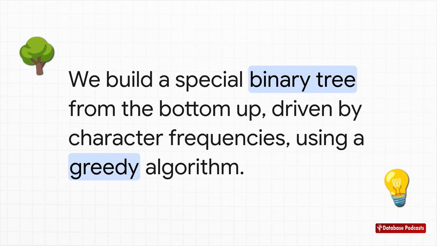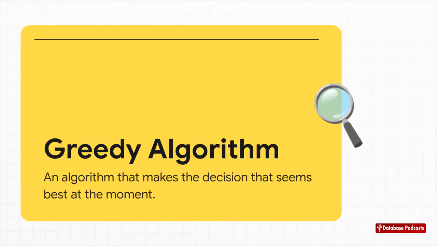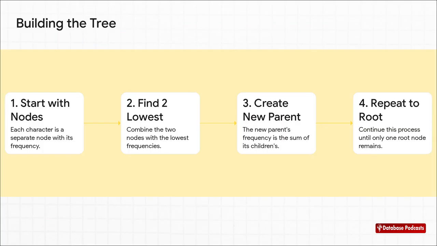Okay, let's dive into this. We use a really clever method that builds a special binary tree from the bottom up, and it does it based on those character frequencies using what's known as a greedy algorithm. A greedy algorithm? What does that even mean in this context? Well, it means that at each and every step, the algorithm makes the choice that seems best at that exact moment, without worrying about what might happen down the line. It means we always pick the two characters or combined groups with the absolute lowest frequencies, and we merge them. Let's move to the next slide, and you'll see exactly how this builds the tree, step by step.